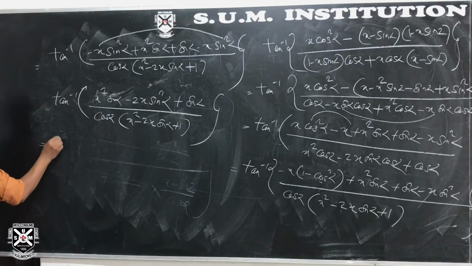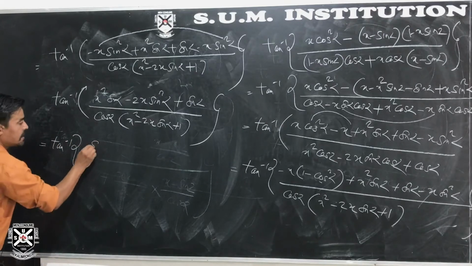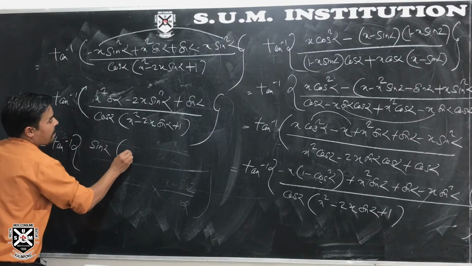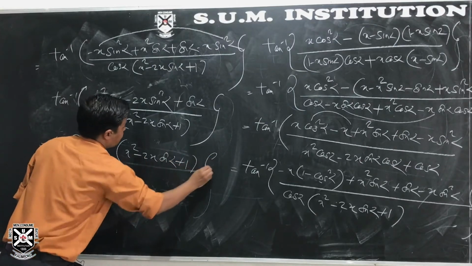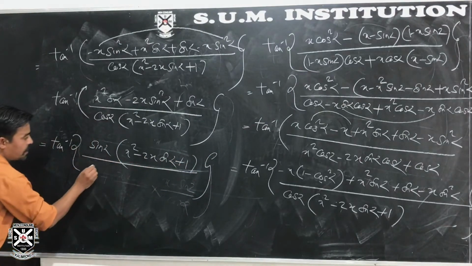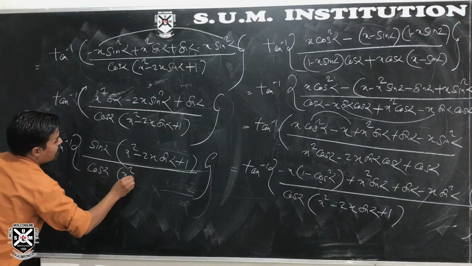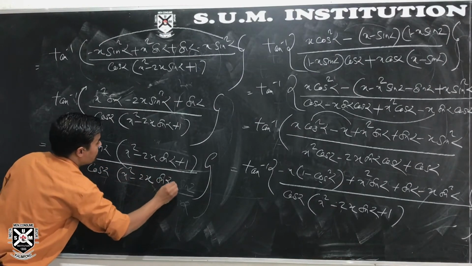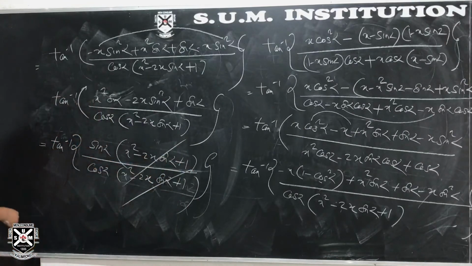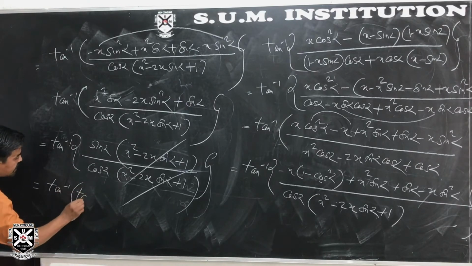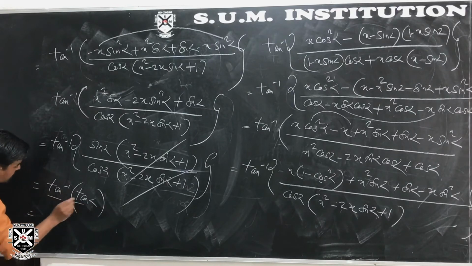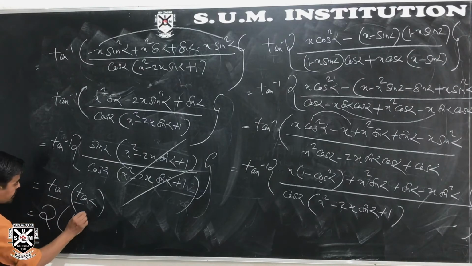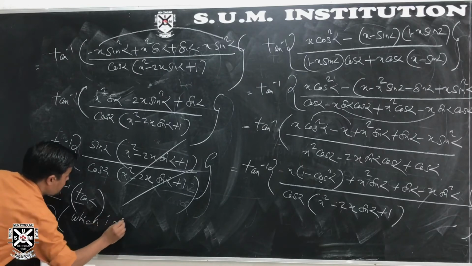Now, taking sin alpha common from the numerator, sin alpha into x square minus 2x sin alpha plus 1. In the denominator it will be cos alpha into x square minus 2x sin alpha plus 1. So this and this get cancelled. So we have sin alpha by cos alpha, that is tan alpha. Tan inverse of tan theta is theta, so tan inverse of tan alpha is alpha, which is independent of x.